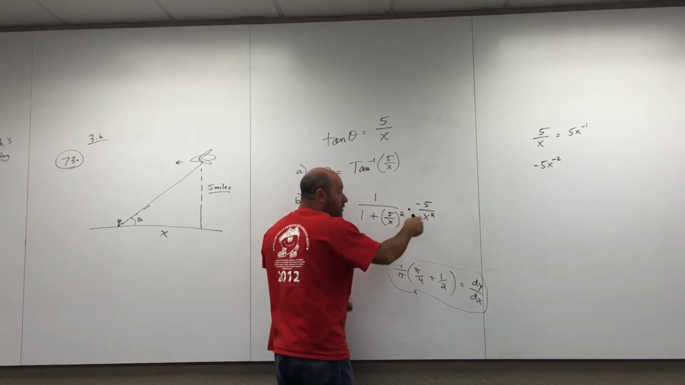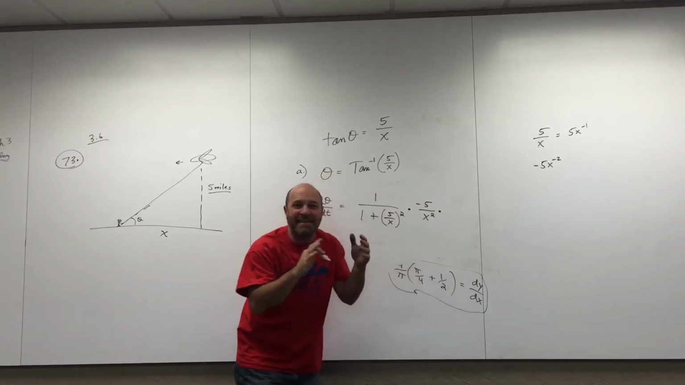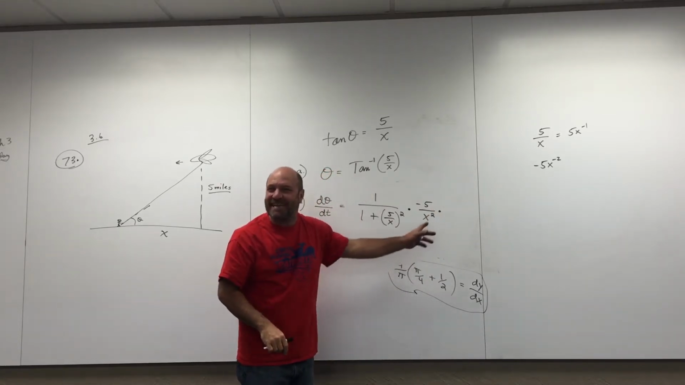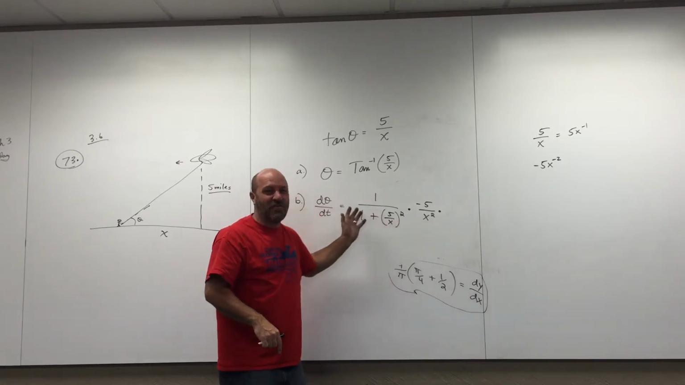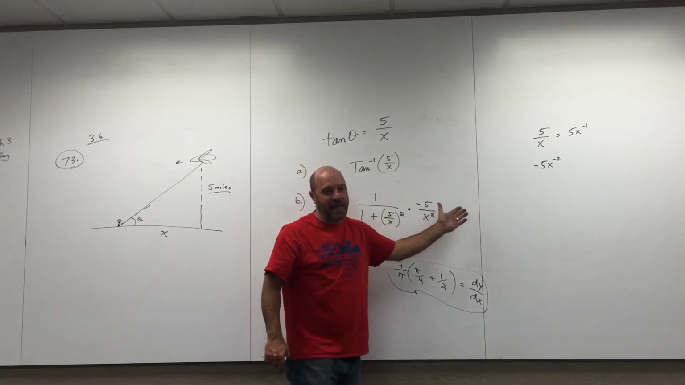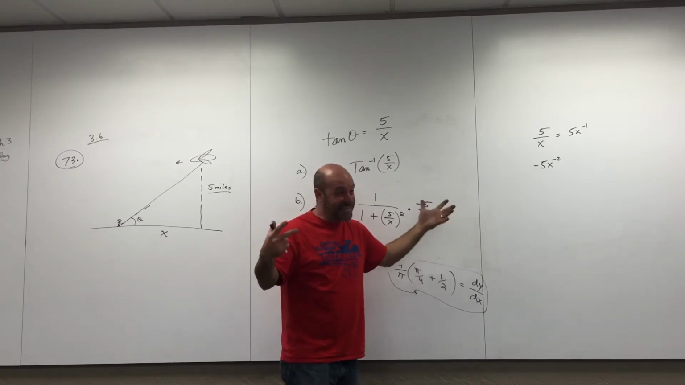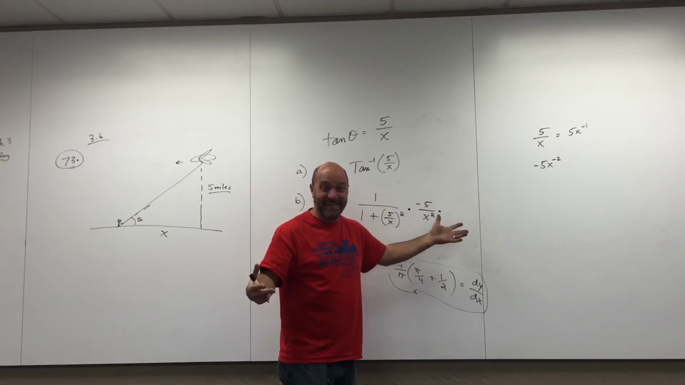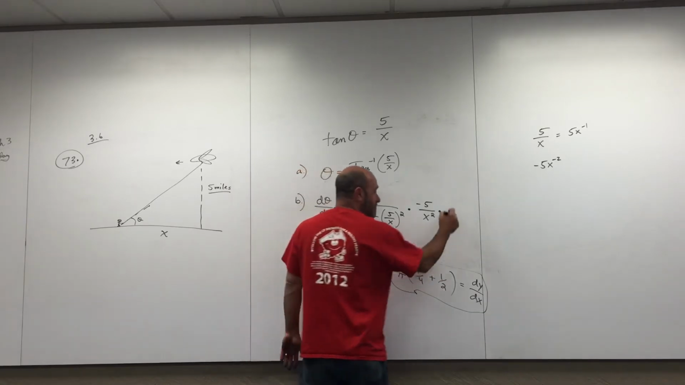And now I'm done with the chain rule, except I am trying to do this derivative with respect to t. So what do I do at the end here? I just took the derivative of a bunch of x's, so at the end, I think I need dx dt. Yeah.